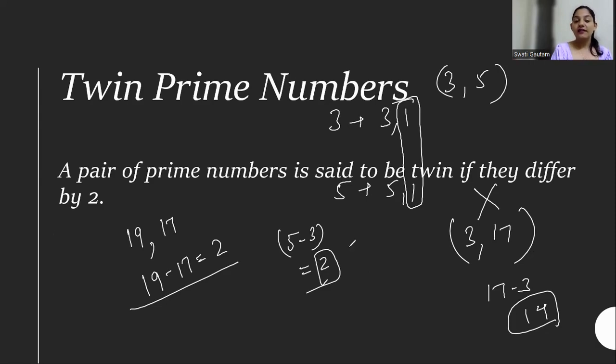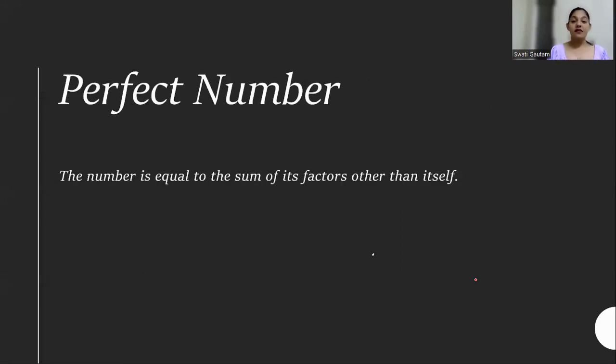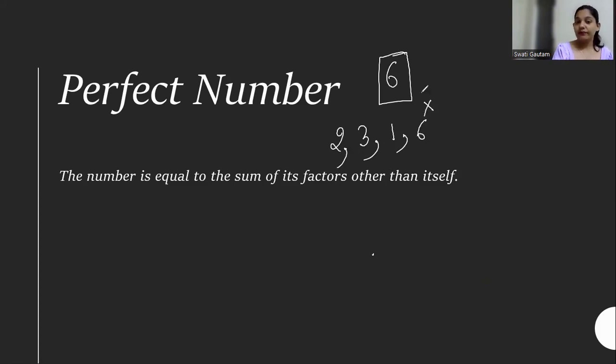Now moving on to another type of number, the perfect number. What are perfect numbers? Perfect numbers are those numbers which are made by the sum of their factors only. Suppose I take 6. 6 is a perfect number. Why? Because 6 comes in the table of 1, the table of 2, the table of 3, and the table of 6. Except itself, I am not taking 6 as a factor. I am taking 1, 2 and 3 as factors of 6, and adding them, I get 6. So 6 is a perfect number.